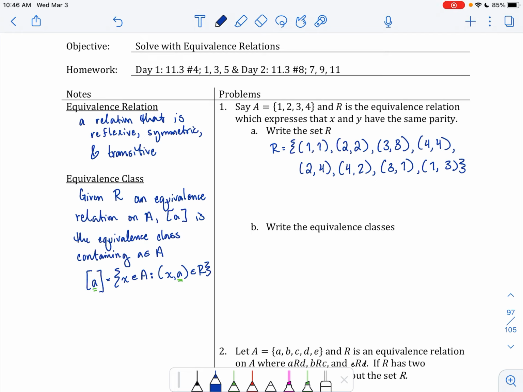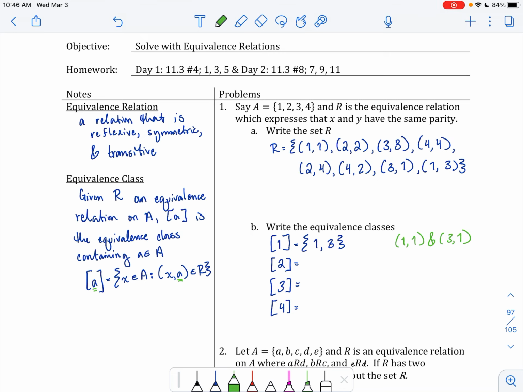Now, equivalence classes. What I recommend at the beginning is to write them all out separately, and you're going to notice something. We have 4 elements in A. So these are our equivalence classes. We're looking for all the numbers that are in an ordered pair where 1 is the second number. In this case, we see (1, 1) and (3, 1). So this is the set containing 1 and 3.